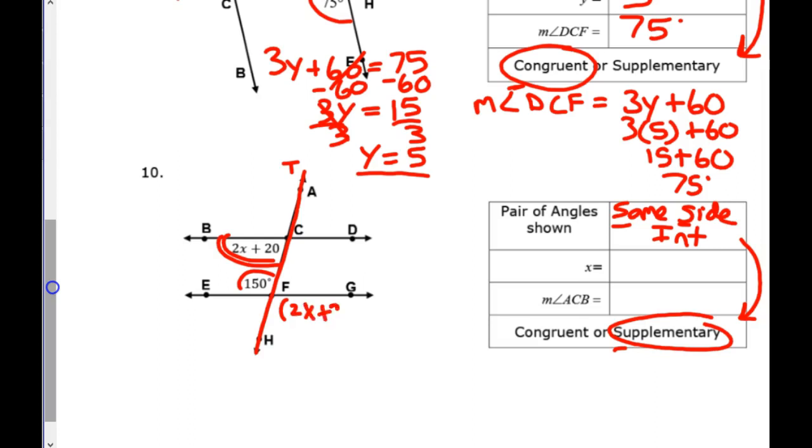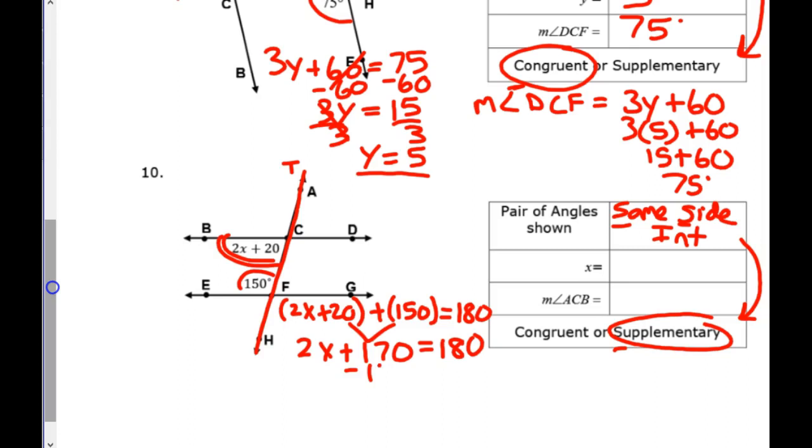2x plus 20 plus 150 equals 180. Once again, if you're adding up to 180, you're going to have to combine some like terms. 2x is the same, plus 20 plus 150 is 170, and that equals 180. Get rid of the loner, minus 170.